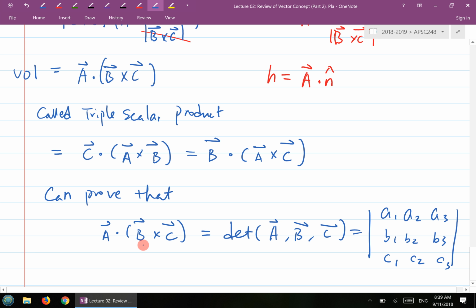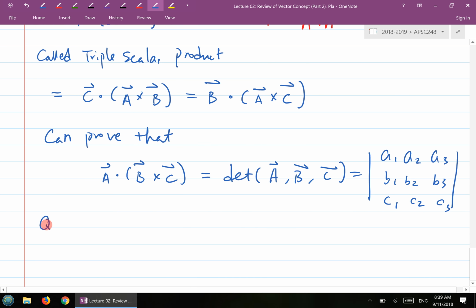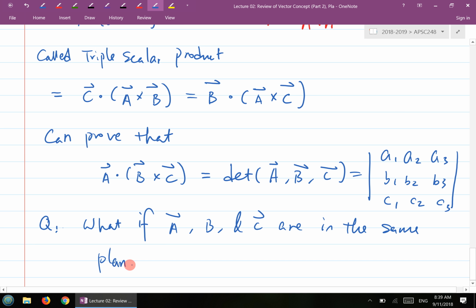So clear? So those are the 2 concepts I wanted to cover first before we move on to the plane equations. So now let me ask a very simple question. Let's see how fast you can answer. What if A, B, and C are all in the same plane? If A, B, C are in the same plane, what's the volume? 0. Good. Because I'm going to use this result next.